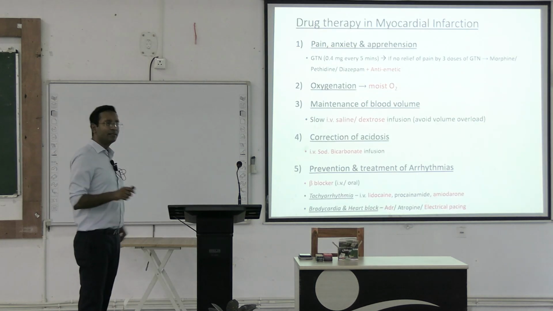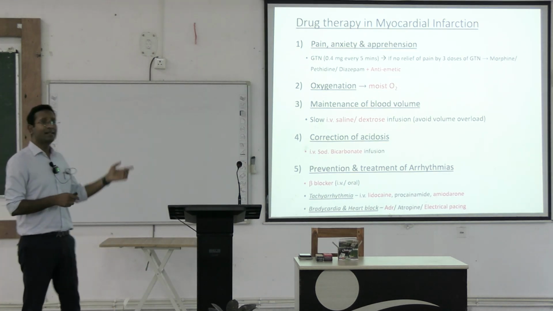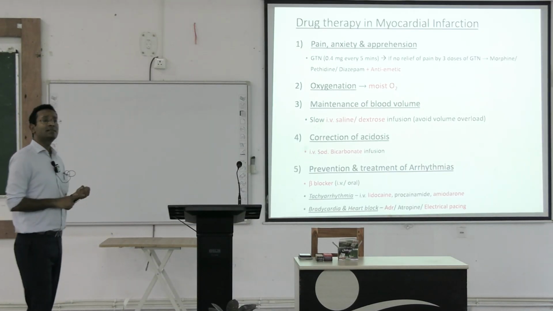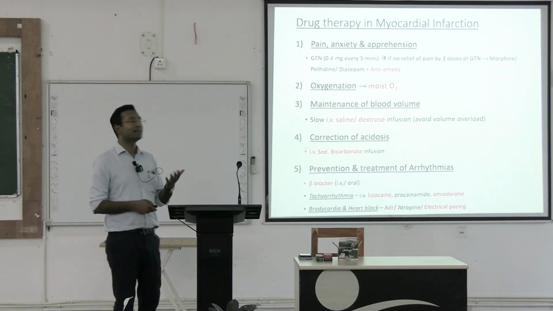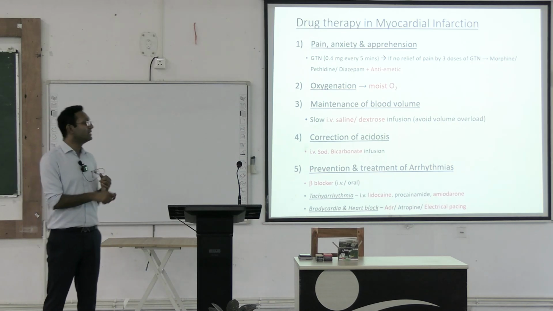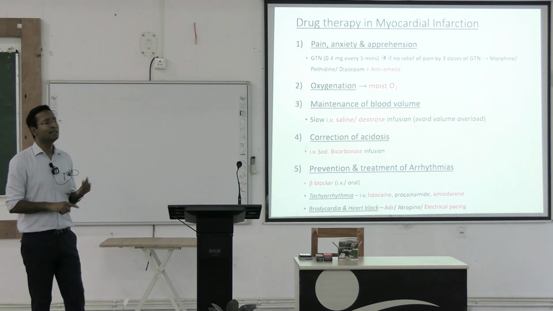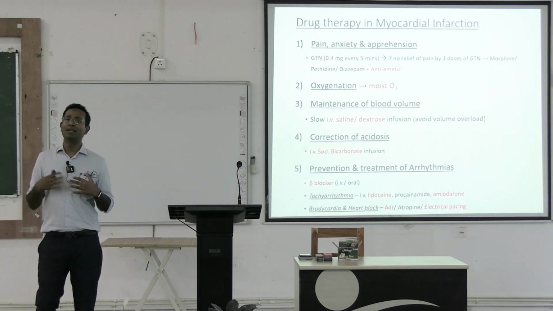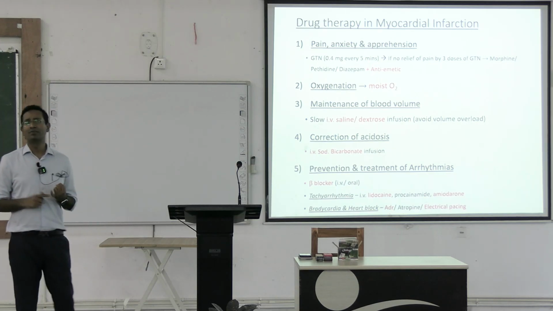Now coming directly to drug therapy in MI. Firstly, the patient complains of severe pain. This is very important. This comes for your practical as well as short note in your theory. First, the patient comes with severe chest pain along with anxiety and apprehension. So first the drug given is GTN, 0.4 mg or 0.3 mg sublingually every 5 minutes. If there is no relief after 3 doses of GTN, then you give opioids, morphine or pethidine, to relieve the anginal pain. Also diazepam and an antiemetic to reduce the apprehension.